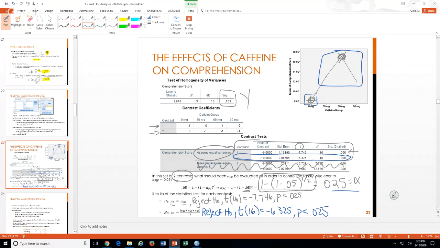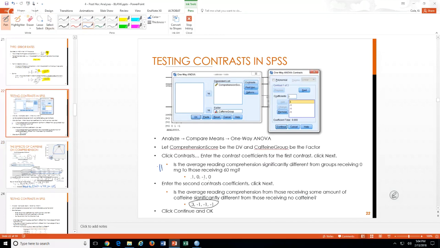How do you understand that each one is contrast number 2? Because we told it by our contrast coefficients that this was contrast 2. Each one of those, 1 and 2, corresponds to number 1 and number 2, and that's how we put it in SPSS. Yes. Go back one slide.